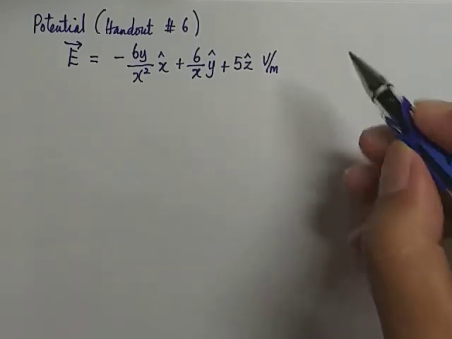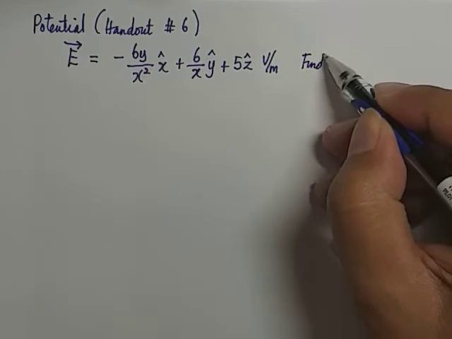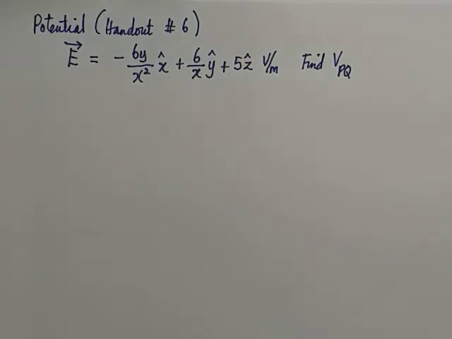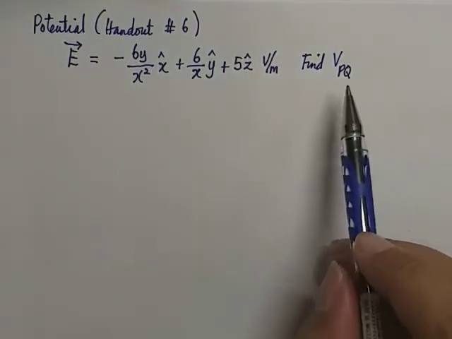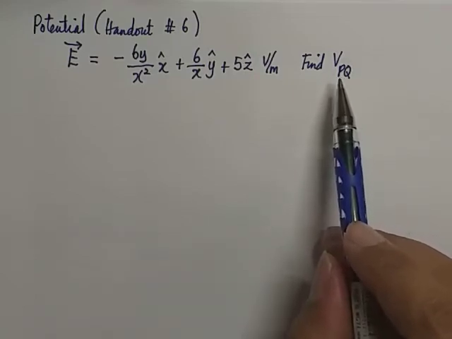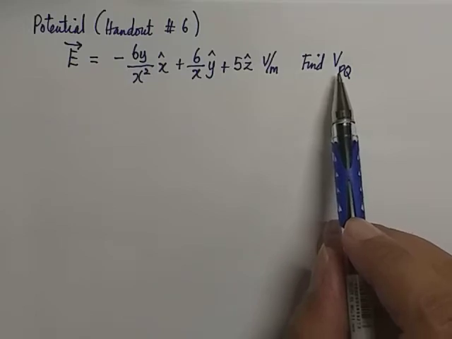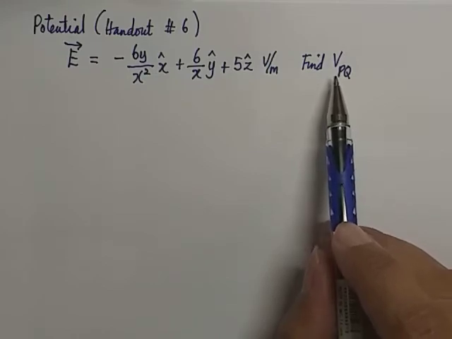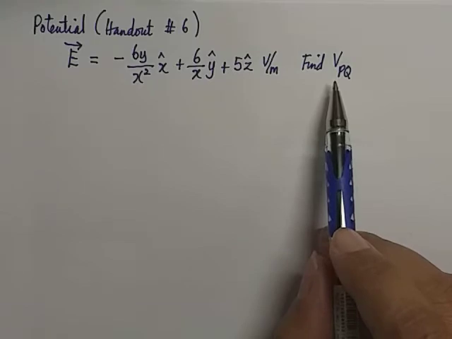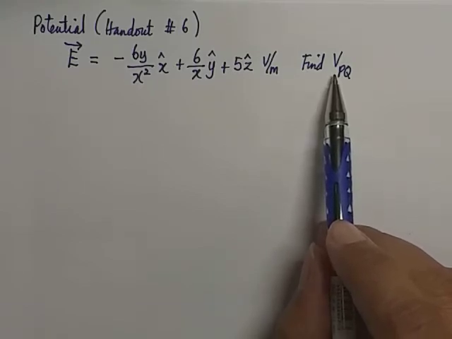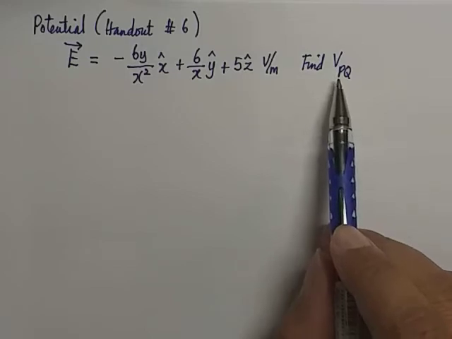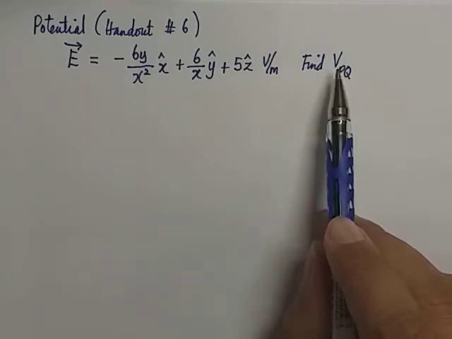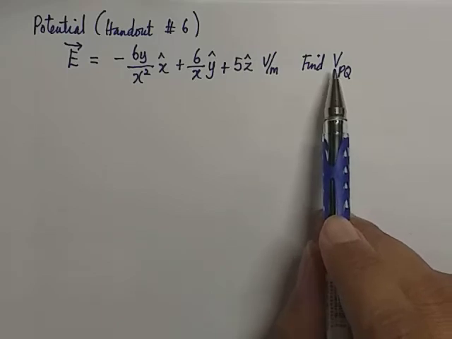So what does the question want us to do here? Find VPQ. We know from our discussion that V can have two meanings. V can be known as potential difference, or V can also be known as absolute potential. So we have to see the information given here. Since you are given 2 points to decide the potential, which are point P and point Q, this V should be known as potential difference. So that's what we're going to do.